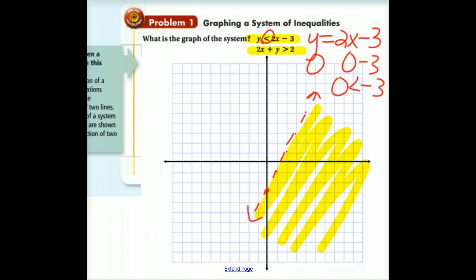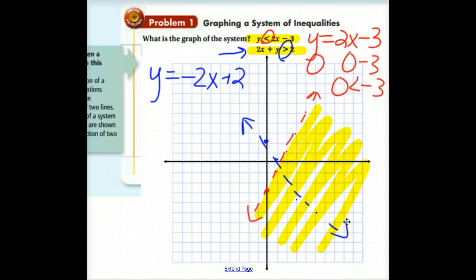All right, my second linear inequality is not quite yet in y equals mx plus b form, so I'm going to write y equals, subtract the 2x over, negative 2x, plus 2. I go up 2 on the y-axis, slope of negative 2 over 1. And because it's a greater than sign, I'm going to again make a dotted line for my linear inequality.